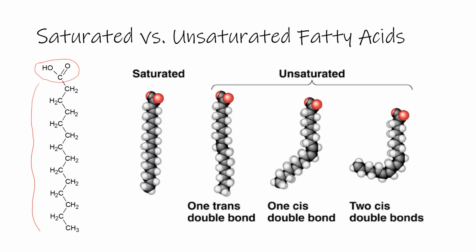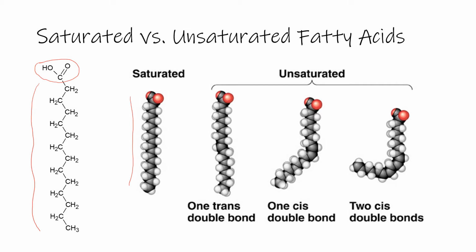And so those double bonds can affect the structure. And when you change the structure of a molecule, you're going to change how it behaves, some of the properties that it has. And so this picture that I'm showing you shows the space-filling model of saturated versus unsaturated fatty acids. The red atoms are the oxygens, the gray are the carbons, and the white are the hydrogens. The first one listed there is saturated, and it's really just a pretty straight chain. There's not any bend or kink in it.